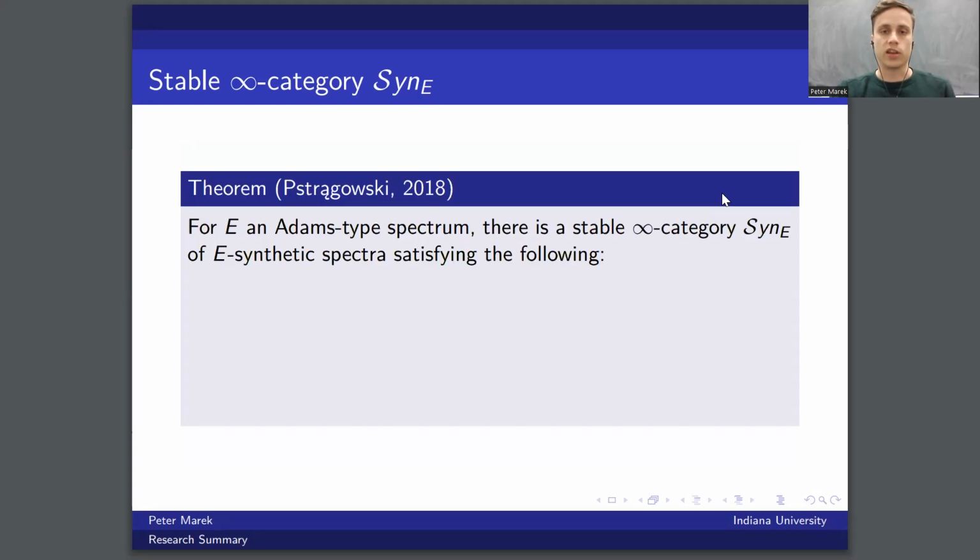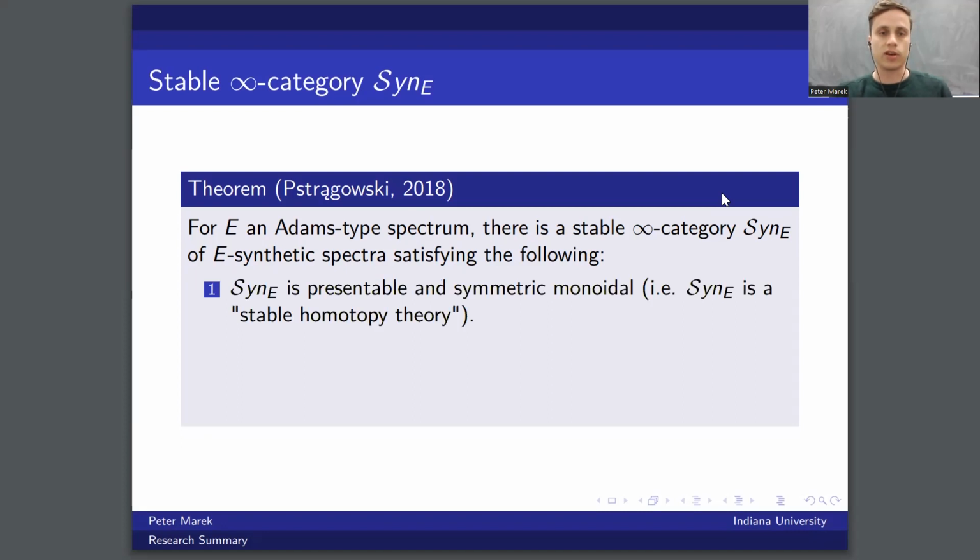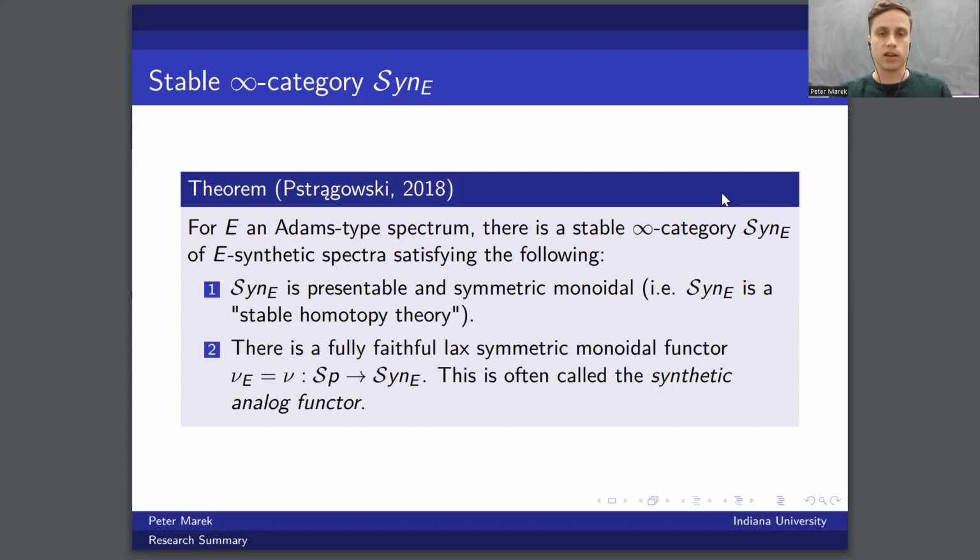So more specifically, Pstragowski proves the following. If you have an Adams type spectrum E, then you have a stable infinity category of E synthetic spectra, which satisfies the following things. First, namely, synthetic spectra are presentable and symmetric monoidal, so you can do stable homotopy theory in them. Secondly, there's a fully faithful lax symmetric monoidal functor called nu from spectra to synthetic spectra, and this is called the synthetic analog functor.